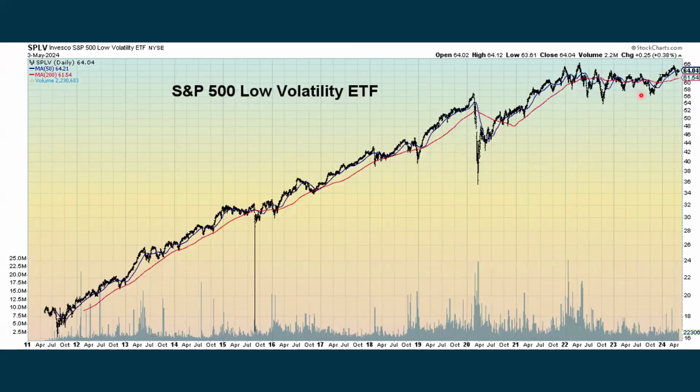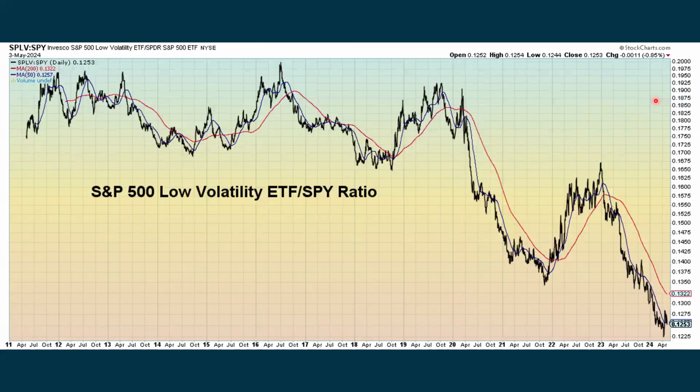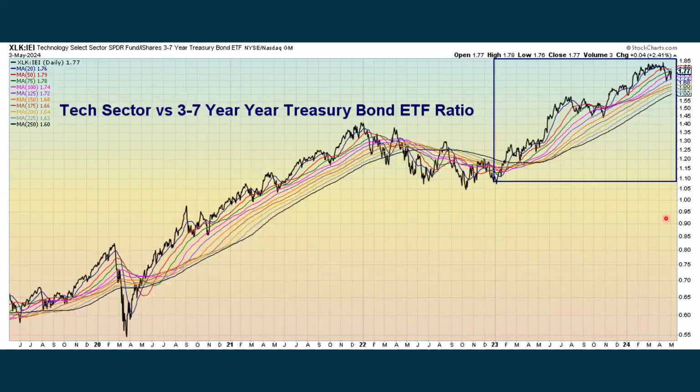Low volatility stocks, when you look at them by themselves, they're in an uptrend. Even though they fell below their 50-day moving average, they're pretty much back to their 50-day moving average now. But when we compare them with the performance of the S&P, they continue to really underperform. The tech sector continues to show a little bit of improvement here when compared to 3 to 7 year bonds after we had been seeing some weakness.